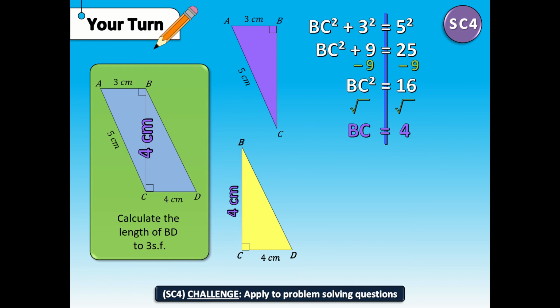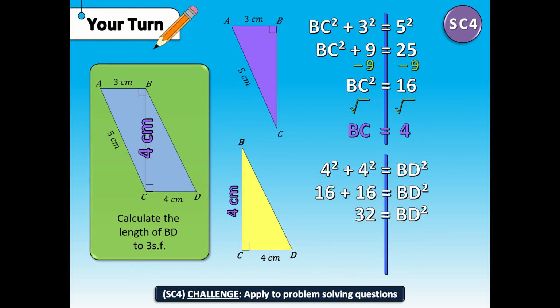So now we look at the second triangle, and we want to work out the length of BD. So we can do 4 squared plus 4 squared equals BD squared. So BD squared is 32. So if we square root that, BD is 5.66 centimeters.